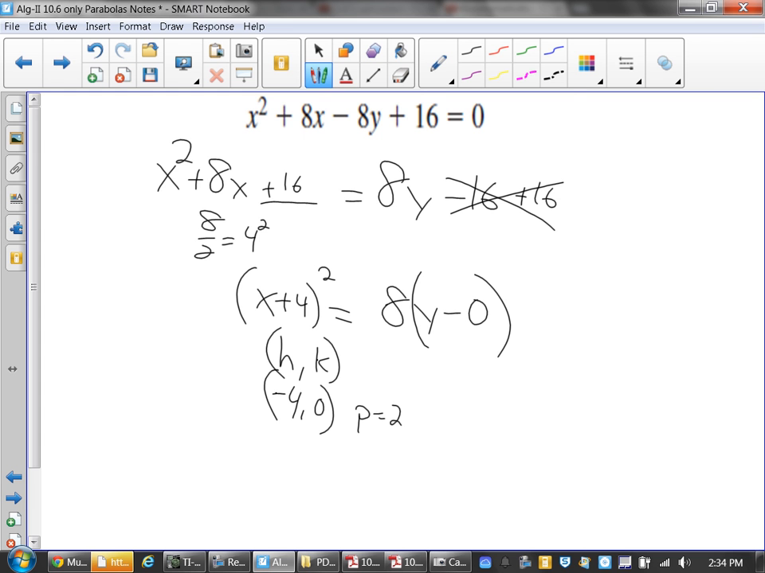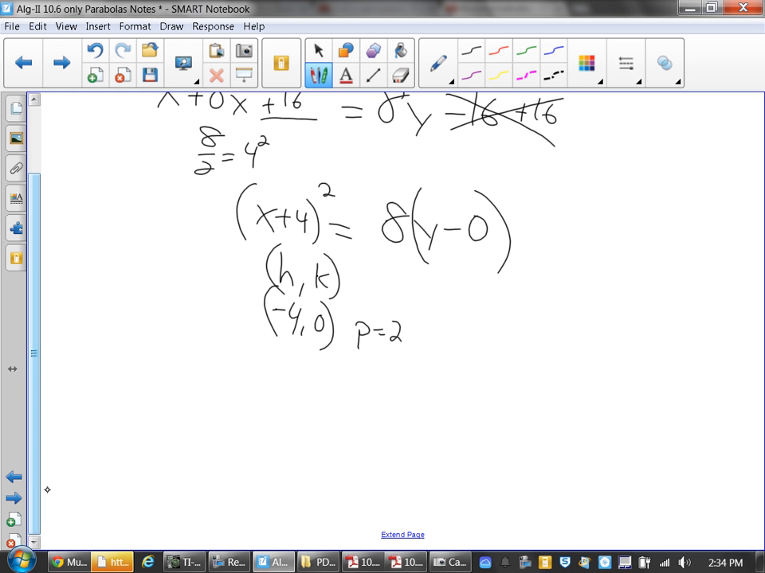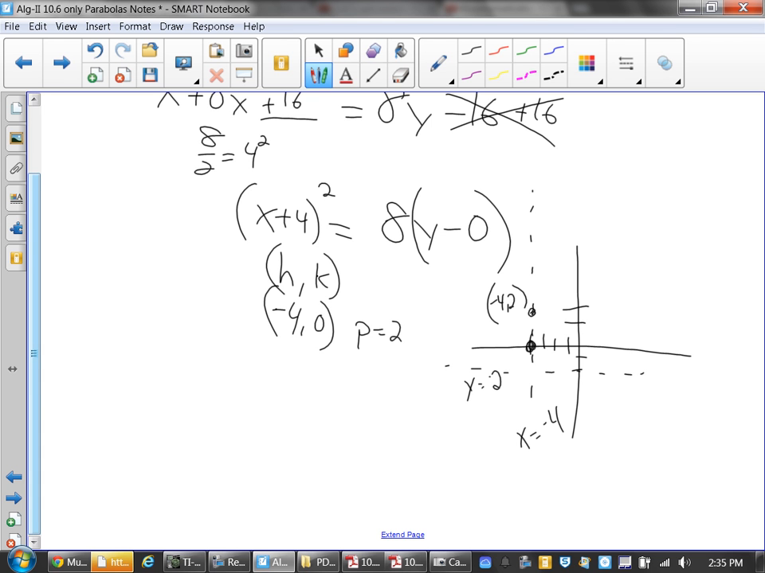All right, so we know this is x squared. When I go to graph this, my vertex is at -4 and 0. My p-value is 2, so it means the focus is 2 above it. So that is at -4 and 2, my focus. My directrix, that'll be at y equals -2. My axis of symmetry is at x equals -4. And it's going to be something like that.